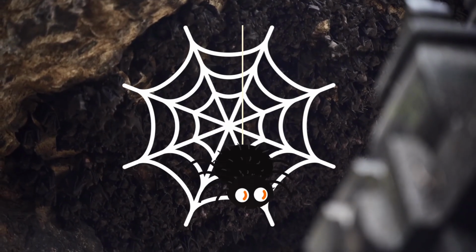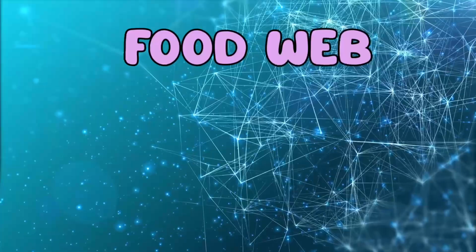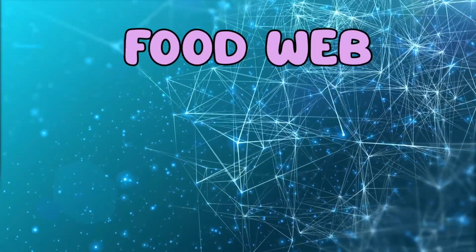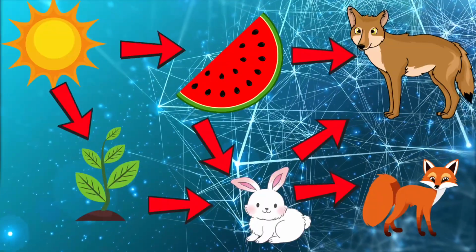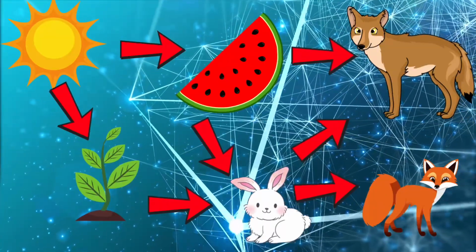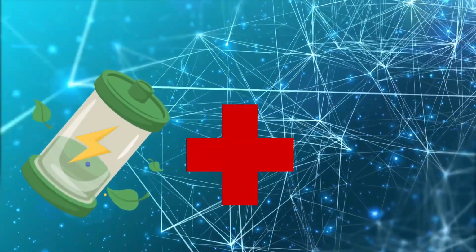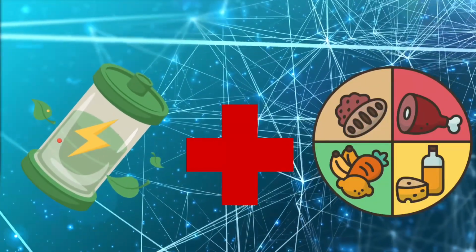An important part of the cave's ecosystem is a food web. A food web is a complex network showing the interconnected feeding relationships between different organisms in an ecosystem, illustrating how energy and nutrients flow through the community.